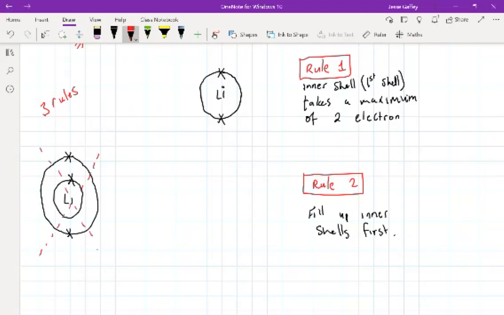Rule 2 says you must fill up inner shells first. So the inner shell, or the first shell, is not full in this diagram I've drawn because it can hold 2. I have only drawn 1 in there. So the correct way to do this would be to put lithium in the middle, draw the first shell, and add 2 electrons. It's now full. So the third electron is in the second shell. So this here, this is correct.